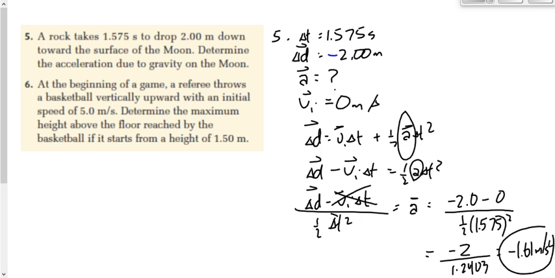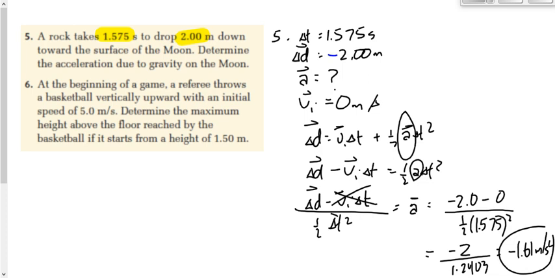And it should be 3 digits, right? 4 digits here, 3 digits here. The final answer is the least precise, which is 3 digits. So negative 1.61 is our answer. It's about 1/6 of what it is on the Earth.